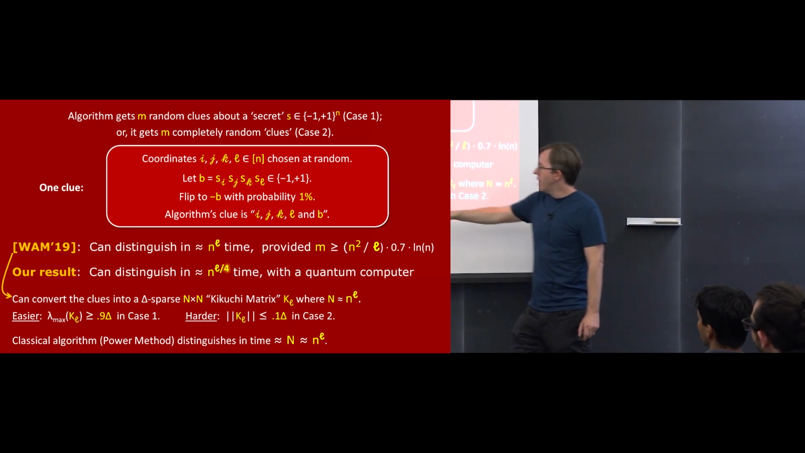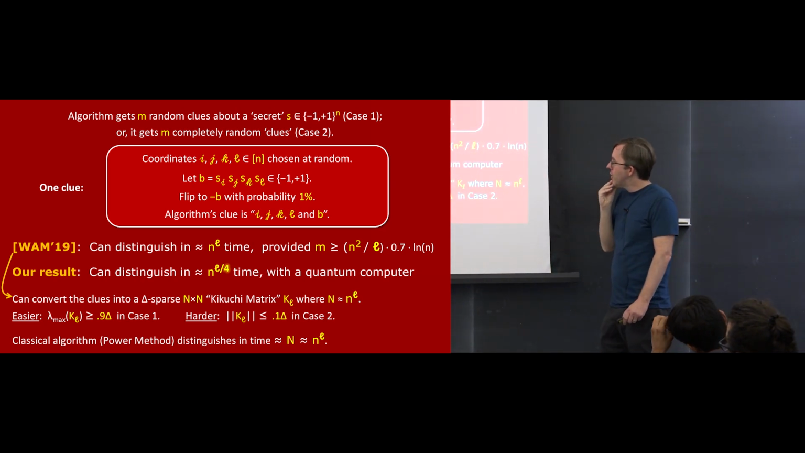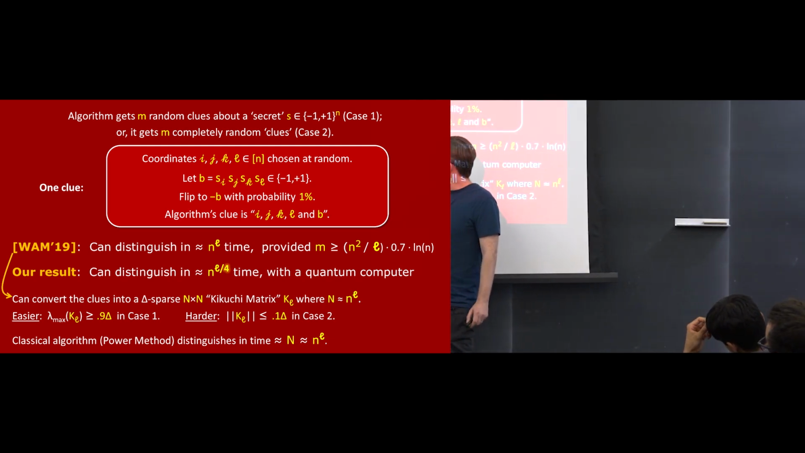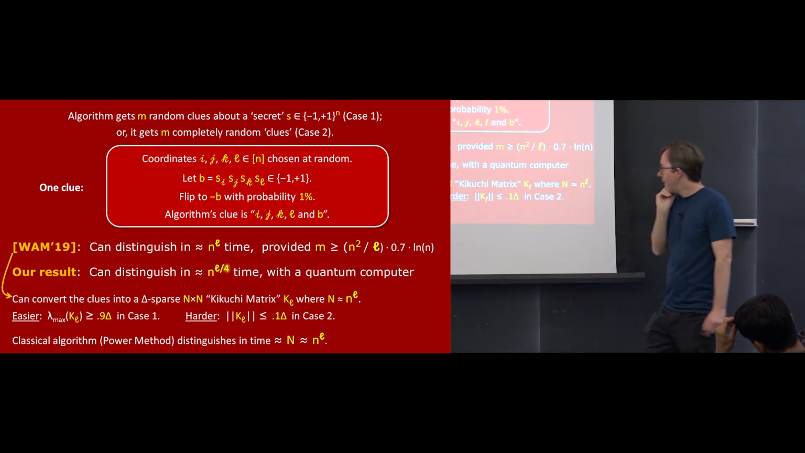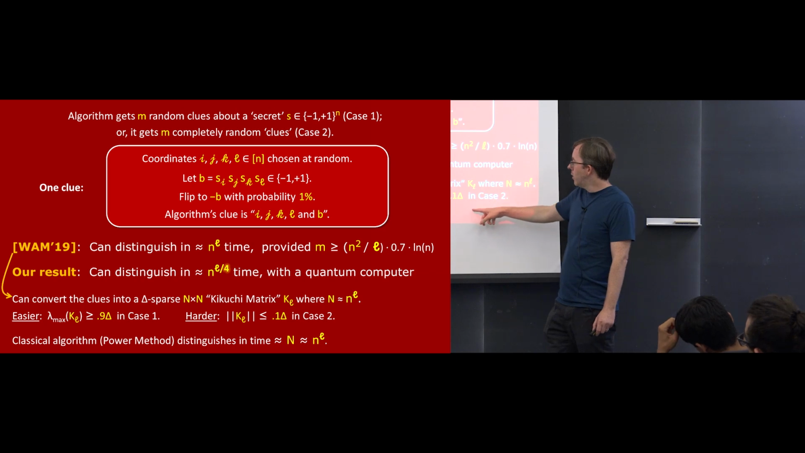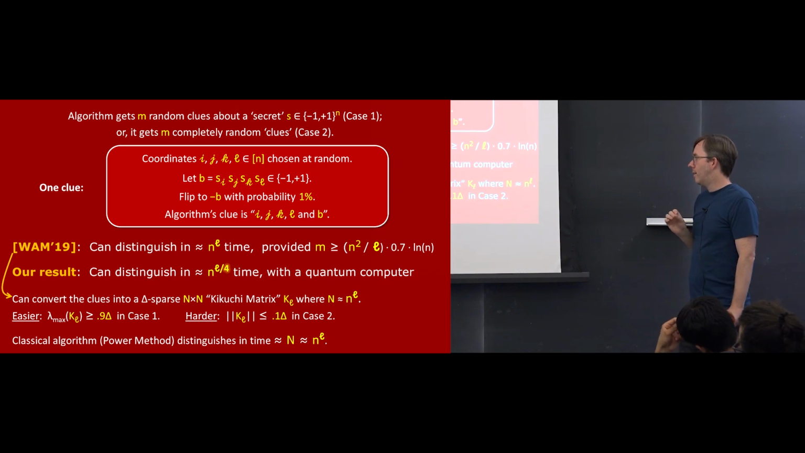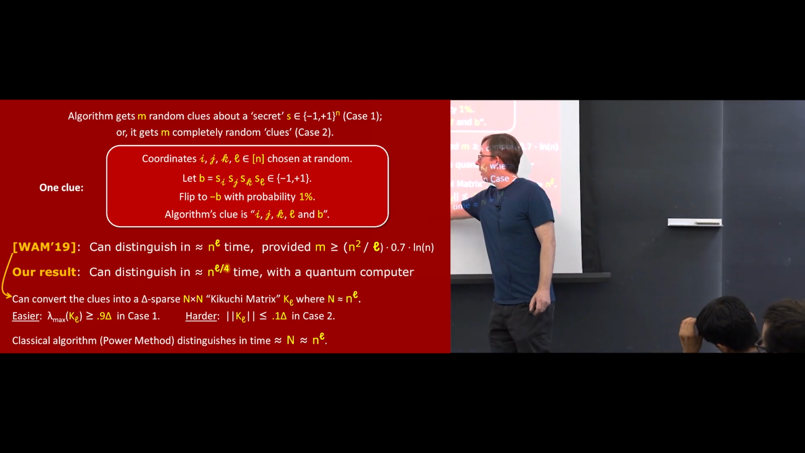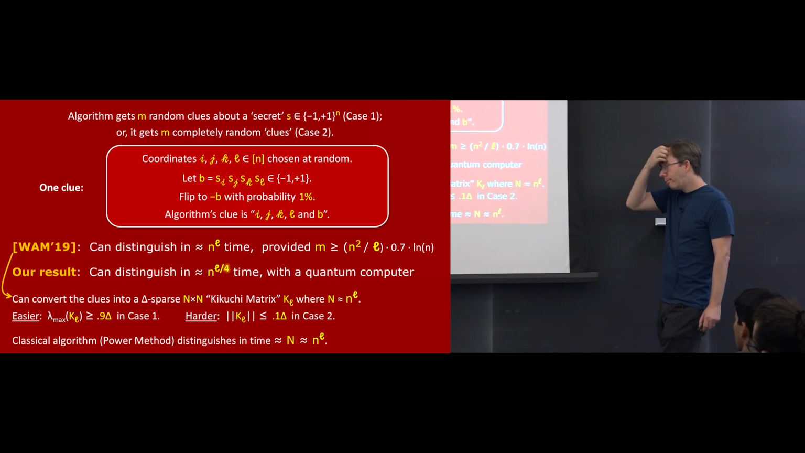And what they show are these two facts. First of all, if you're in case 1, where you're really getting proper clues about a secret string, then this matrix you build will have a largest eigenvalue which is at least 0.9 times this delta, which is like the sparsity of the matrix. On the other hand, if you're just getting random noise, then the matrix you build out of the clues will have largest eigenvalue at most 0.1 times delta. That's their main work. Once you have that, there's a classical algorithm, the power method, that can distinguish between these two cases in time that's basically the dimension, which is n to the little l.